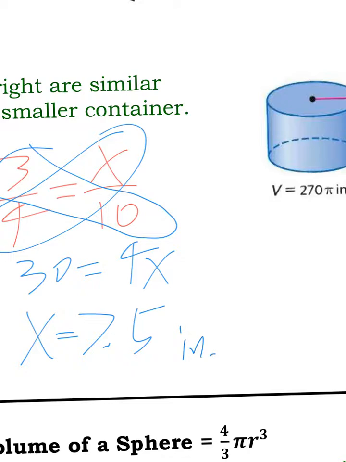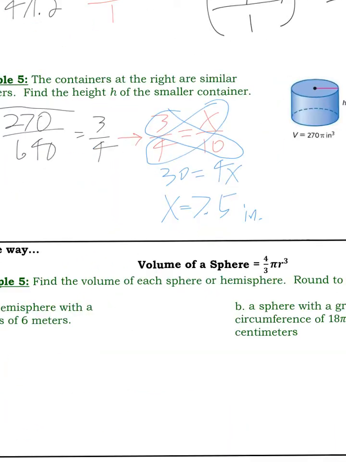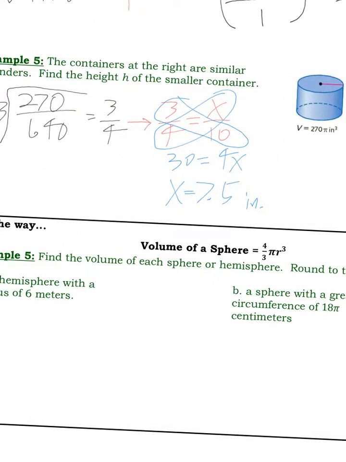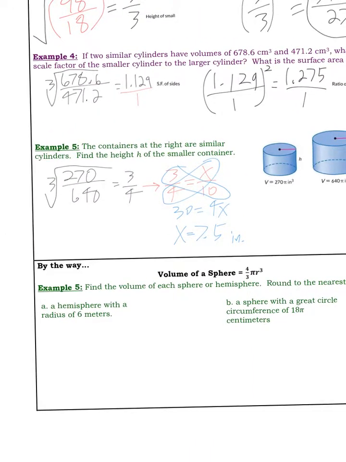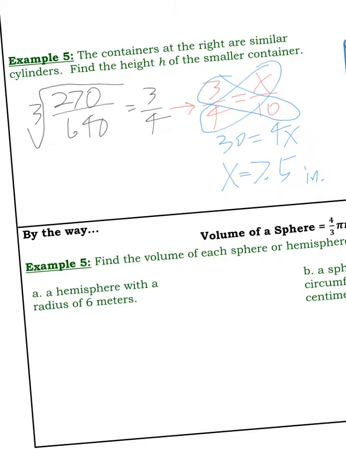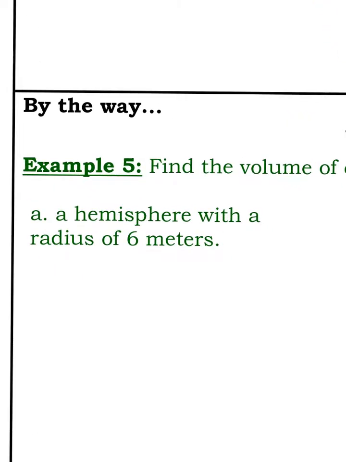Alright. And in my last video, I just went over surface area of a sphere. So real quickly, I just wanted to talk about the volume of a sphere. The volume of a sphere is 4/3 pi r cubed. So if I'm asking you to find the volume of a hemisphere, you need to cut that in half. So you could think about it like this. What is half of 4/3?